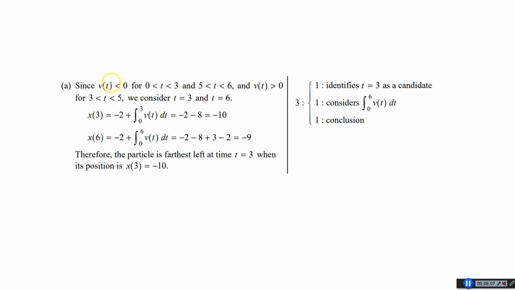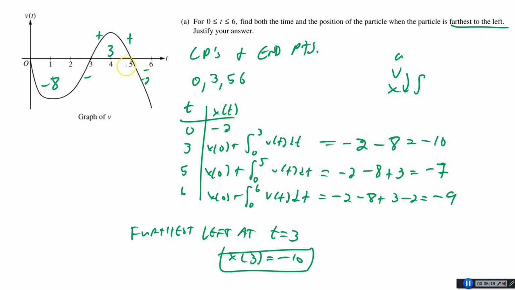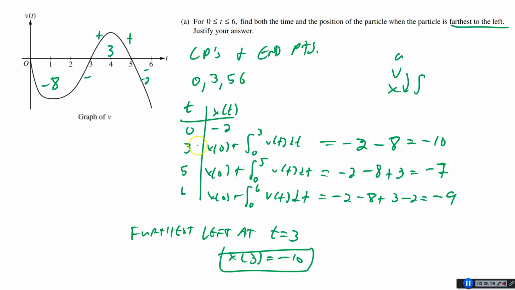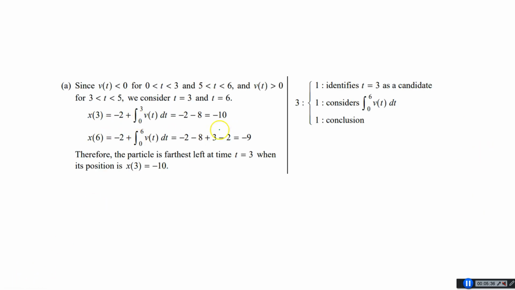So they do a chart here. They show that velocity is negative between 0 and 3 and 5 to 6, and it's positive between 3 and 5. So we can see that, right? 5 to 6 and 0 to 3, it's negative. It's positive between 3 and 5. So they say the only places you have to consider are 3 and 6. It's okay if you didn't consider 5 and 0 because it starts off by going negative, so it's moving left initially. So we don't really have to consider 0 or 5, but they're so easy to check, we might as well.